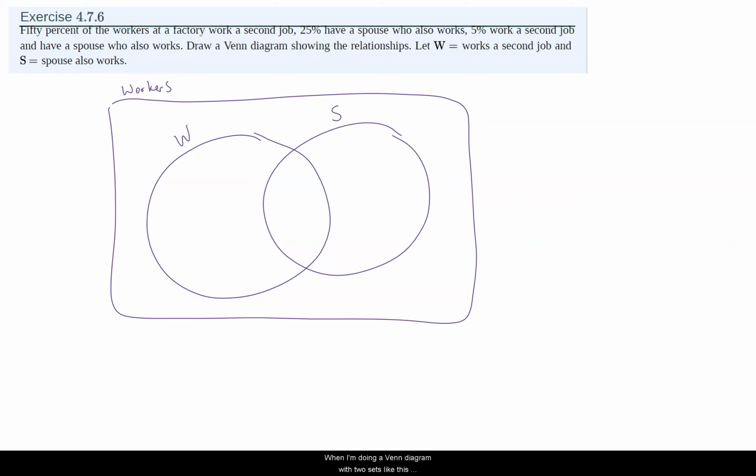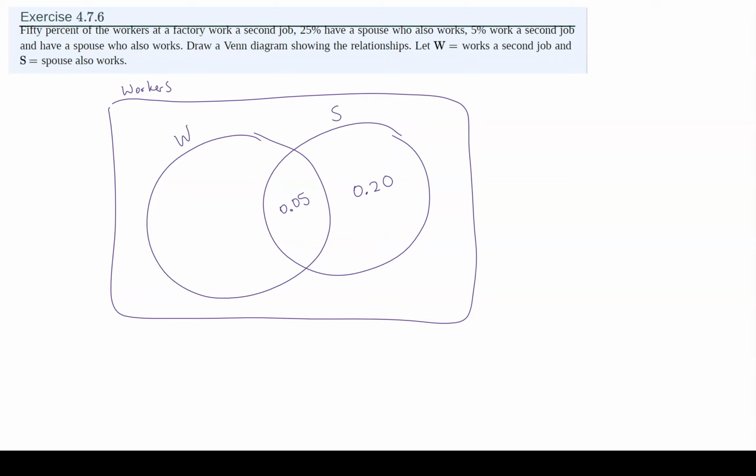When I'm doing a Venn diagram with two sets like this, I always start with the intersection. What do they have in common? 5% work a second job and have a spouse who works. Once I have that intersection, then I can find 25% have a spouse who also works. So I need 20 in here because inside set S must add to 25. So the sum together inside of set S must be 0.25.